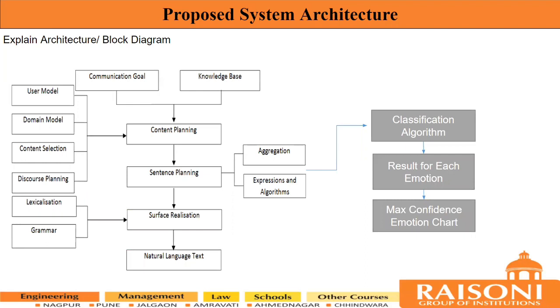This is the proposed system architecture of our project. We are doing various data cleaning methods. After that, we are doing the sentence planning and surface realization, where we give the input to the project, and we run the classification algorithm, get the result for each emotion, and select the maximum confidence emotion from the chart.